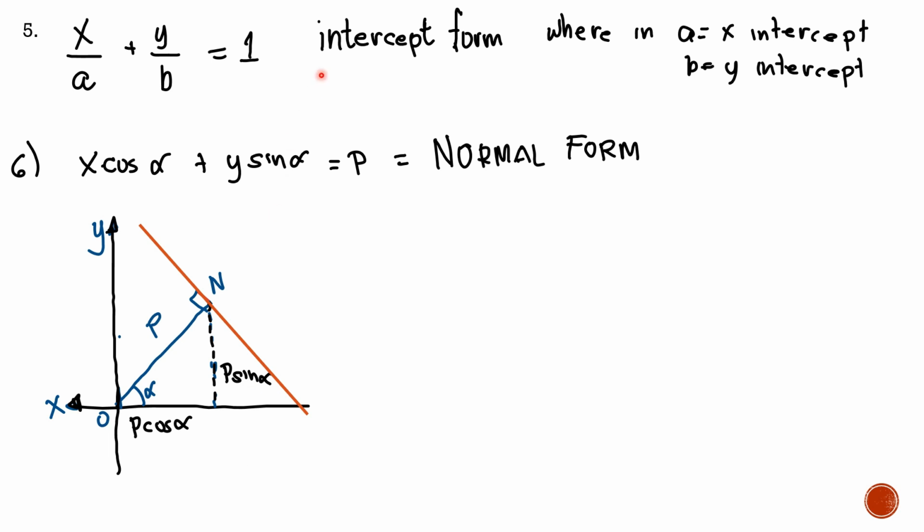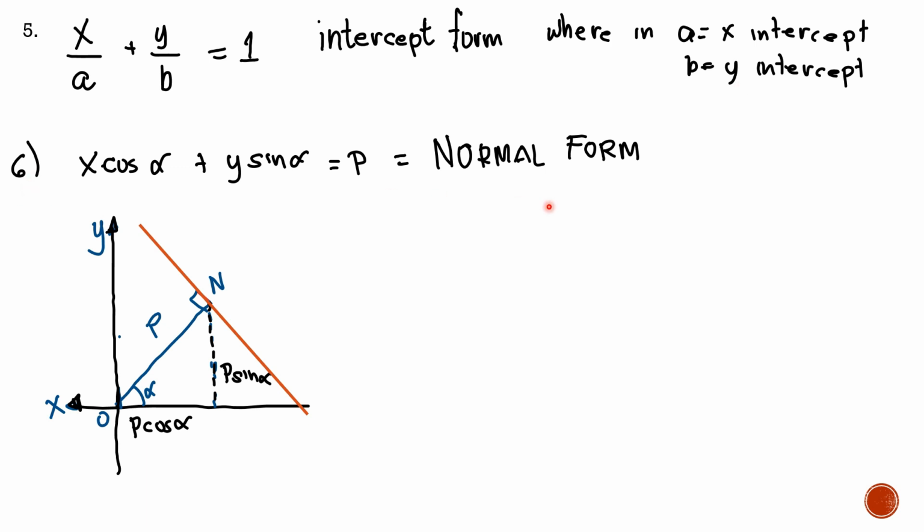We have another form, number 5, the intercept form. x over a plus y over b is equal to 1, wherein a is the x-intercept and b is the y-intercept respectively. The x-intercept is the point at which the graph touches the x-axis, and the y-intercept is the point at which the graph touches the y-axis.